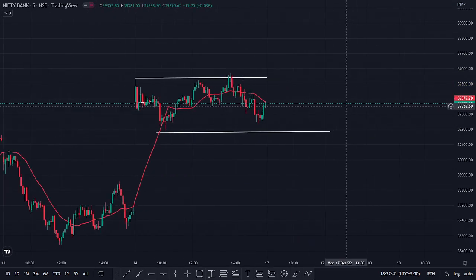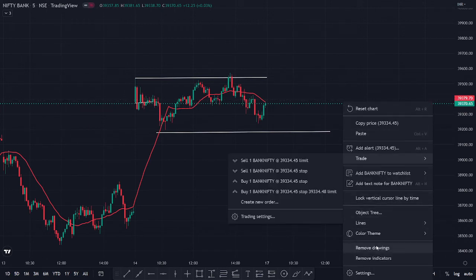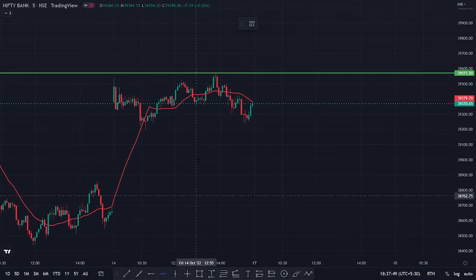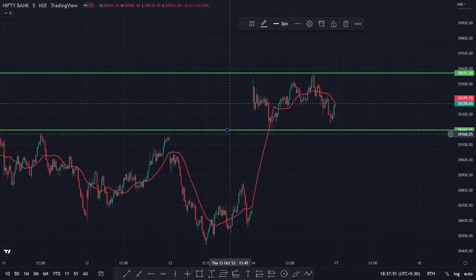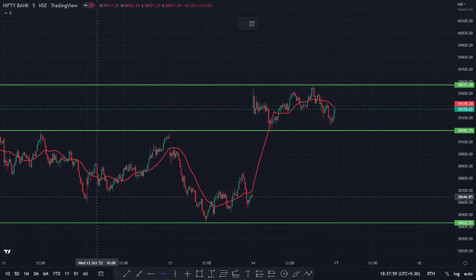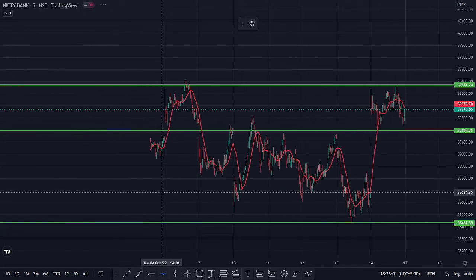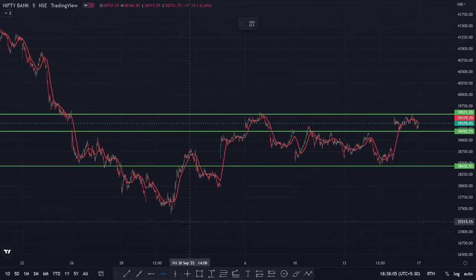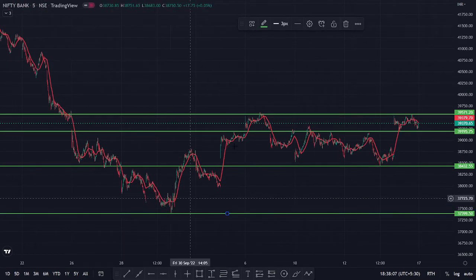All right, so currently Bank Nifty is in a downtrend. What we are going to be doing is marking a support zone right here and a resistance zone here, and we'll be marking a few other support and resistance zones just in case of a huge gap up or gap down. I guess 3 to 4 support zones are enough. Now these are enough for us, right?